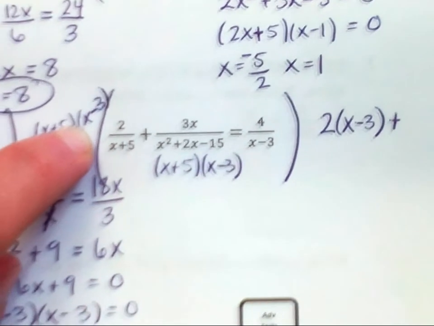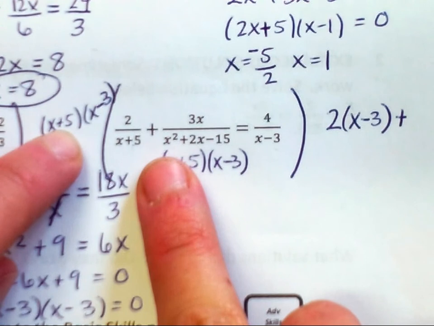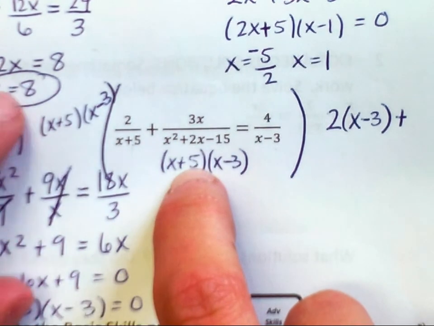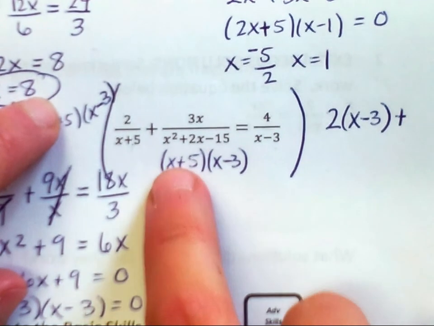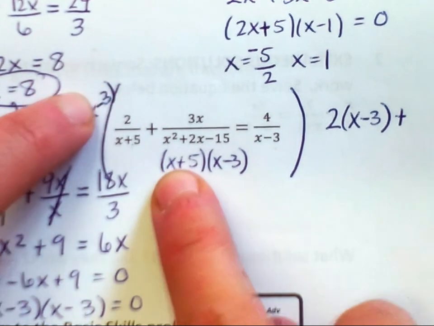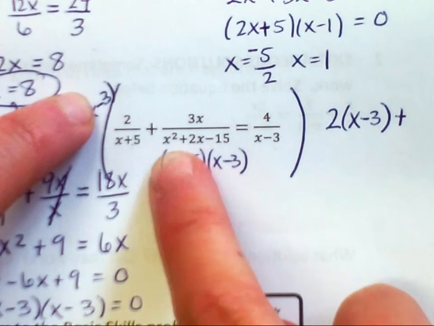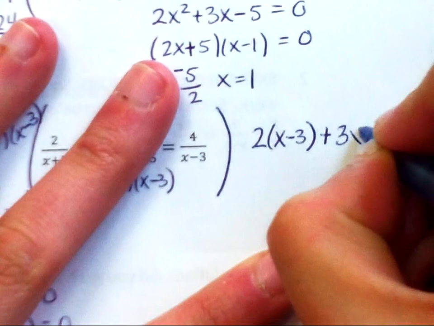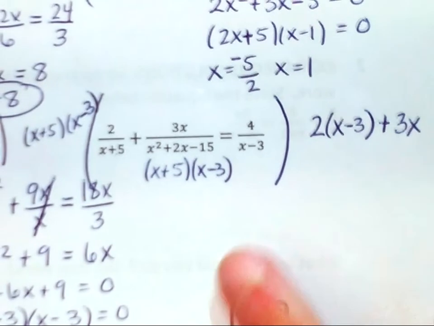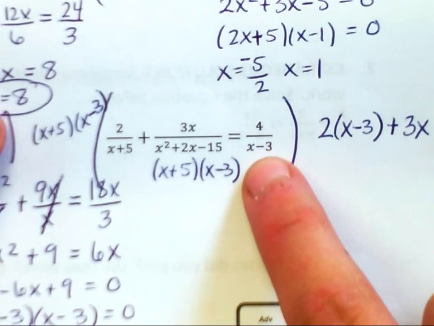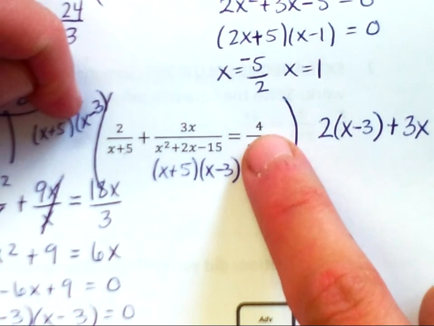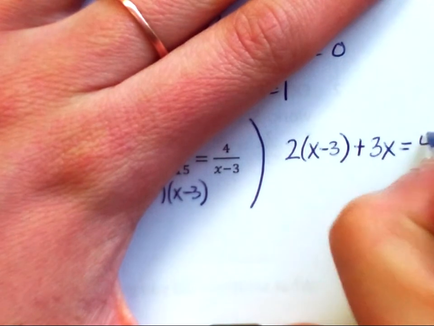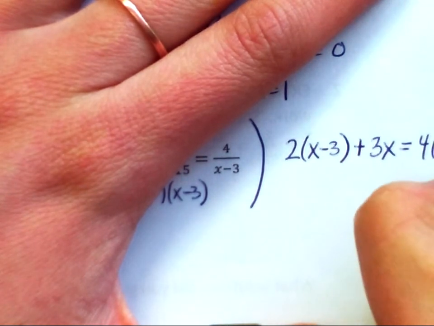Plus, let's think it through. What's going to happen when we multiply the x plus 5 and the x minus 3 times this whole middle thing? This x plus 5 is going to cancel out this x plus 5, and this x minus 3 is going to cancel out this x minus 3. So all of this is going to be gone, and it's just going to be 3x. So cool. And in the last term, on the other side of the equals, the x minus 3 will cancel. So we'll still have a 4, and it'll be multiplied by an x plus 5. So we have equals 4 times x plus 5.